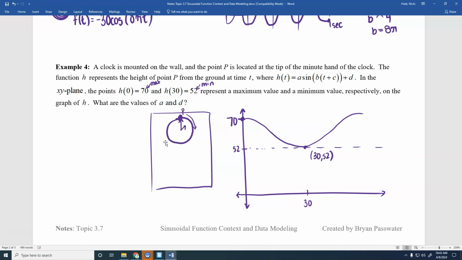And it's only asking us for A and D, so we just need amplitude and midline. Let's find midline first, because amplitude is the distance from our midline to our maximum point, so I'd like to do midline first. How can we find the midline? You could slowly count going up on the Y. Counting in. You could. What would be faster?